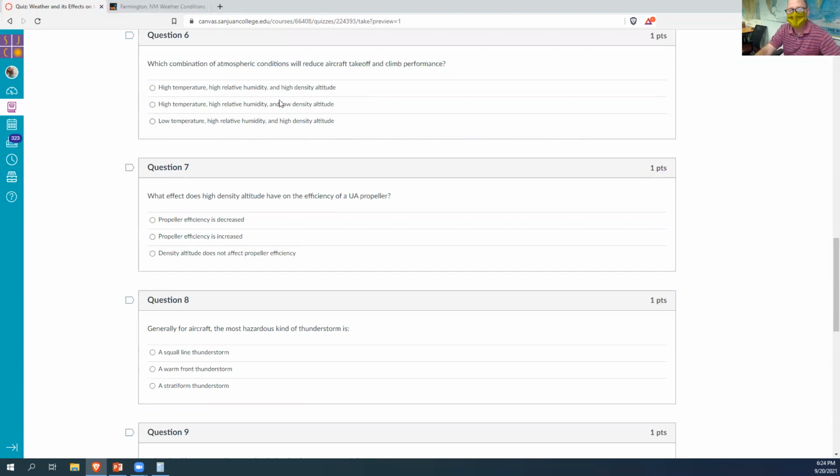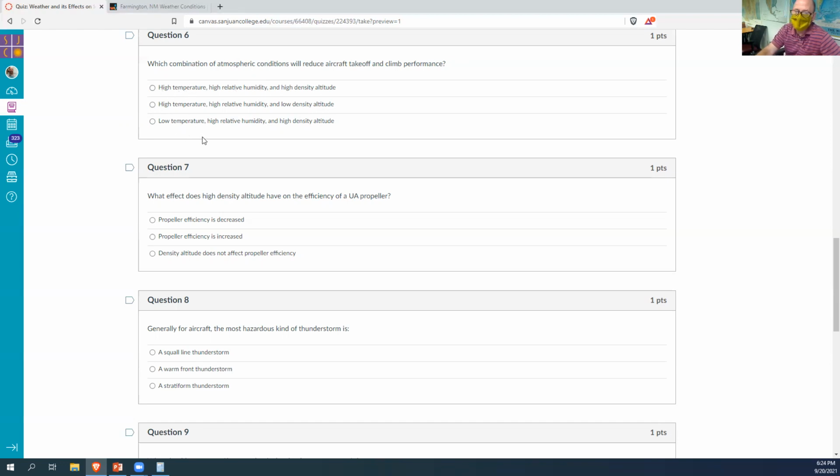Okay, good. So what about humidity? What does humidity have to do with decreased performance of the aircraft? Well, they're all high, right? So we'll skip it. Doesn't matter, right? But high humidity does decrease the performance of the aircraft. We okay with that? Okay.